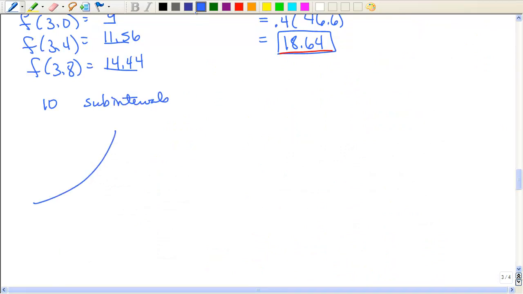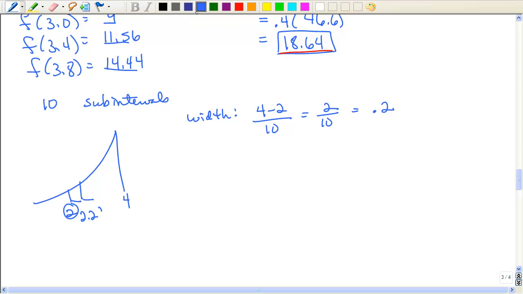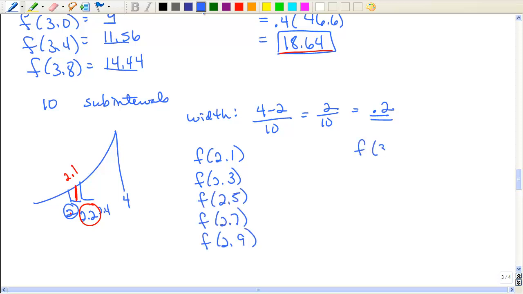Okay, I'm not going to draw all those, but remember we started at 2 and we're going to end at 4. So determine your width: 4 minus 2 divided by 10. That's 2/10, or 0.2. Here's 2, and I would move over to 2.2 and then 2.4, but I want the midpoint. So I need the middle of 2 and 2.2, which is 2.1. So the first height is at 2.1. The width is 0.2, so I'm going to add 0.2 to each of these until I get 10 of them listed. Okay, so that's all 10.